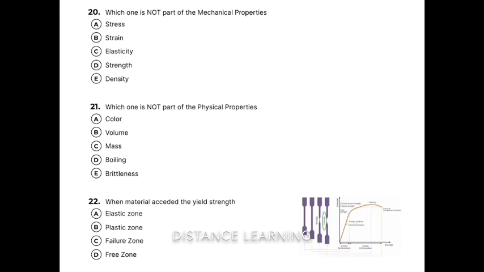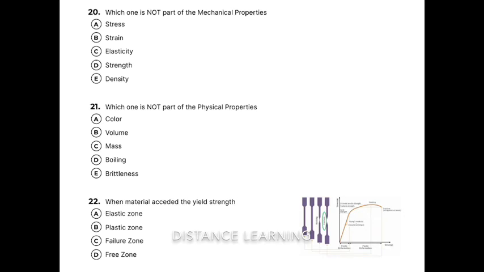Which one is not part of the mechanical properties? Of course, you should know all the mechanical properties and the physical properties and distinguish between the two. Mechanical properties are stress, strain, elasticity, strength, ductility, brittleness, and so on. And when it comes to the physical properties, you have density, volume, colors, and so on. And here you have density. So density is the only one which is a physical property, not a mechanical property.